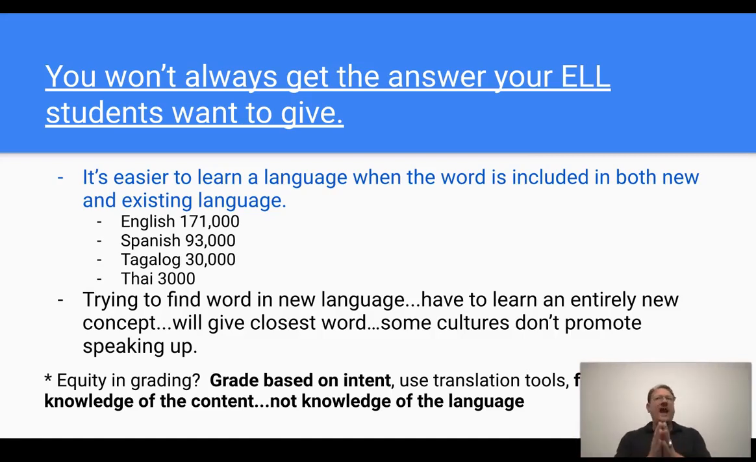So if they don't have that word, they're going to most likely give the closest word that they have in their native language. So for example, let's say I'm an art teacher and I want my students to use the word majestic, right? So majestic is in English, it is in Spanish, it is not in Tagalog. So if I have a student from the Philippines, a new English learner, and I have a picture there and I'm looking for the word majestic, and my student doesn't have majestic in his native language, he comes up with the closest word that he can think it kind of means, and he says pretty.